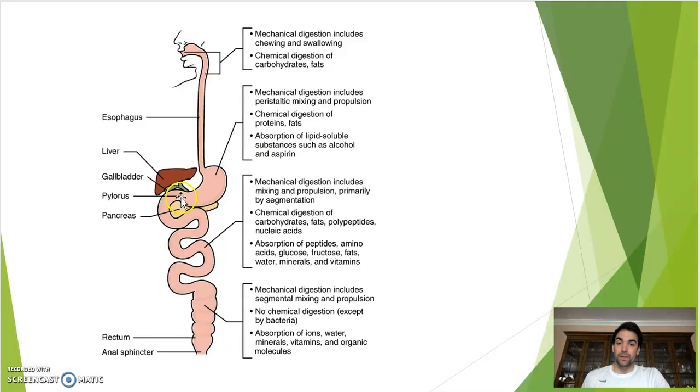After we move out of the stomach, past the pyloric sphincter, into the small intestine, we then see further mechanical digestion taking place, including mixing and propulsion, primarily by segmentation and slow wave contractions by smooth muscle. And we also see chemical digestion of all types of nutrients. We have carbohydrates, fats, polypeptides, and nucleic acids all being broken down here by enzymes. Now, it is important to note that the small intestine is the site of the most chemical digestion, and almost all absorption occurs here.